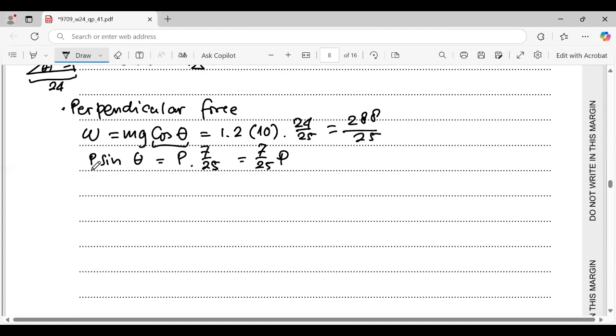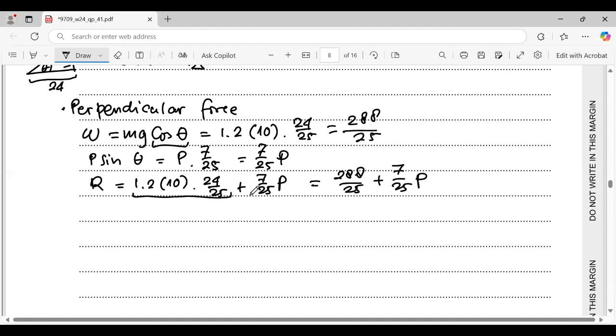So using the equilibrium, we can state that R equals 1.2 times 10 times 24 over 25 plus 7 over 25 P, or it is 288 over 25 plus 7 over 25 P. So this is mg cosine theta. This is P sine theta.